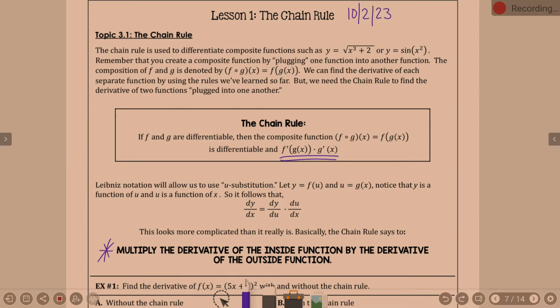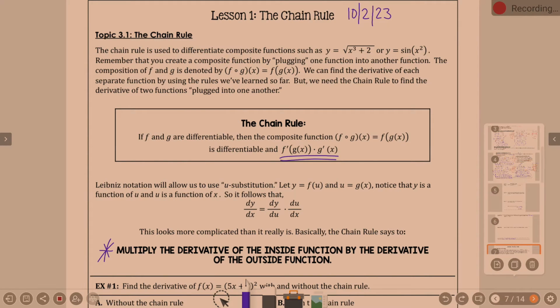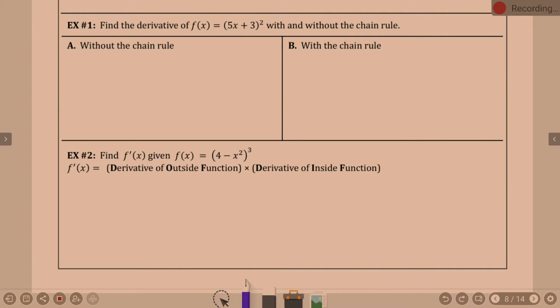There's a little bit of setup that we'll talk about. So, let's look at this example. Find the derivative of f of x equals 5x plus 3 quantity squared with and without the chain rule. So, we have 5x plus 3 raised to the power of 2. Before today, in order to take this derivative, you would need to FOIL this out, distribute it.